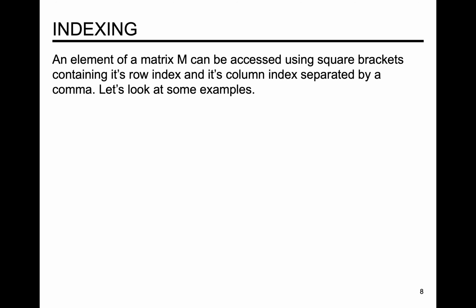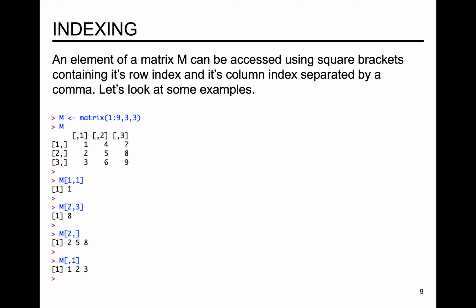Let's talk about indexing. An element of a matrix M can be accessed using square brackets containing its row index and its column index separated by a comma. Let's look at some examples. In the first example, I create a 3 by 3 matrix containing the integers 1 to 9 inclusively, laid out along the columns. I then type M square bracket 1, 1, which refers to the element in the first row and first column, which is the element 1.